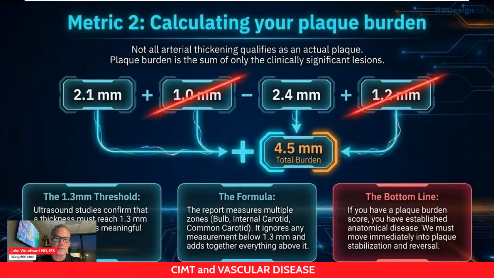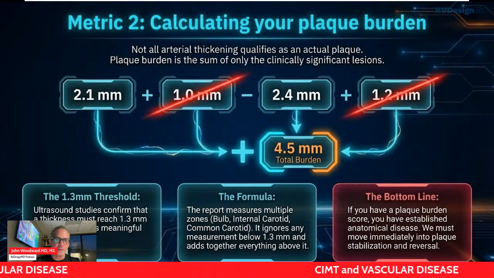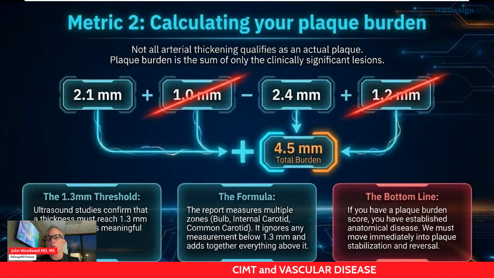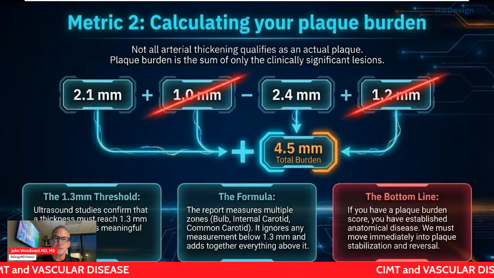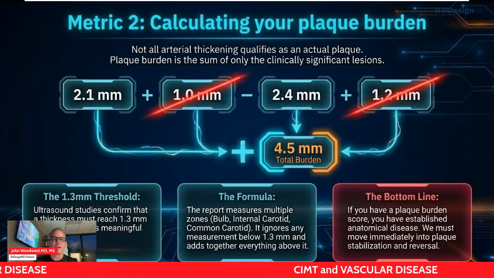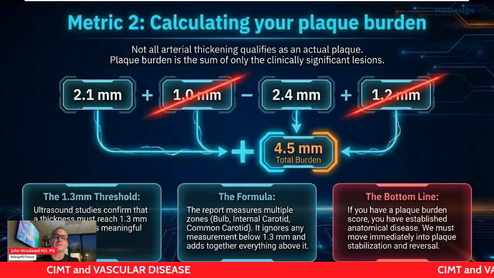So the bottom line is, if you have a plaque burden score, you have established disease. We must move immediately into plaque stabilization or reversal or regression of the plaque. Both are possible, and both happen and occur all the time. This is the goal of cardiologists, of vascular specialists, of preventive vascular specialists like myself or my partner here in the office, Dr. Moss.